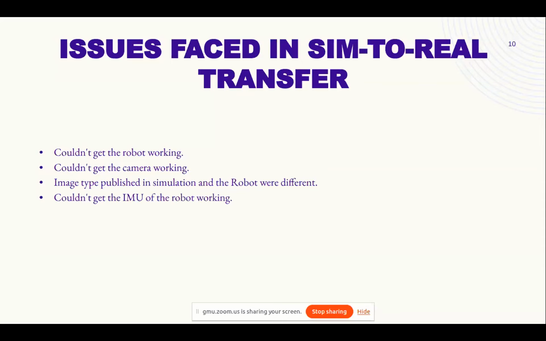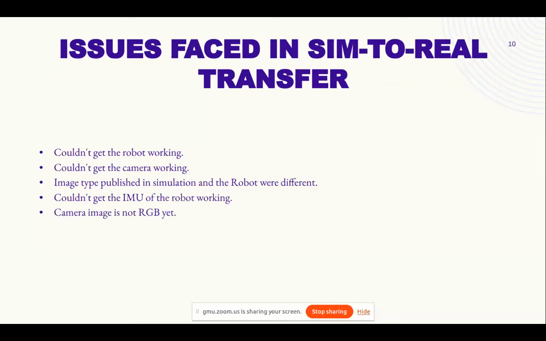I also could not get the IMU of the robot to work, so I could not do the whole data collection pipeline after that. There were lots of issues regarding the IMU device, from broken packages in Linux to faulty SD cards and stuff like that. So there were a lot of headaches.